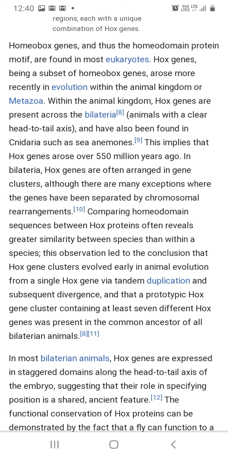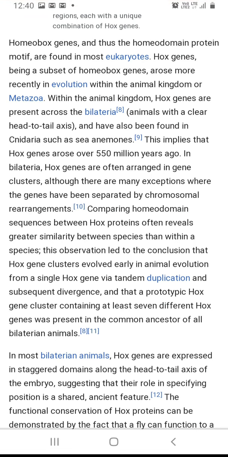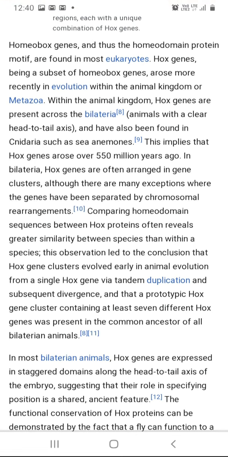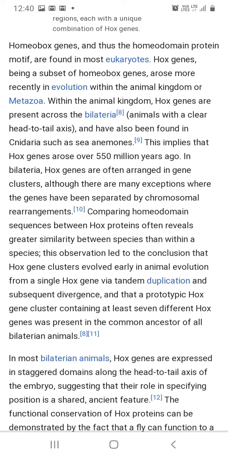In most bilaterian animals, Hox genes are expressed in staggered domains along the head to tail axis of the embryo, suggesting that their role in specifying position is a shared ancient feature.